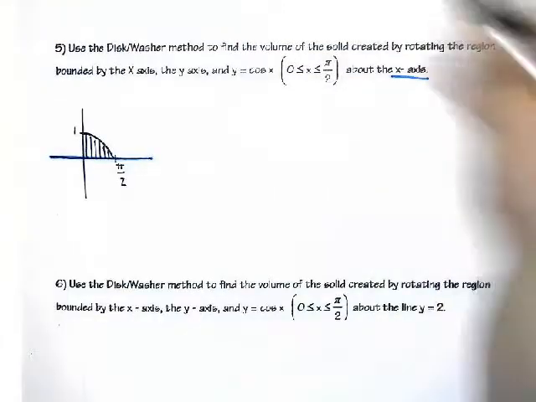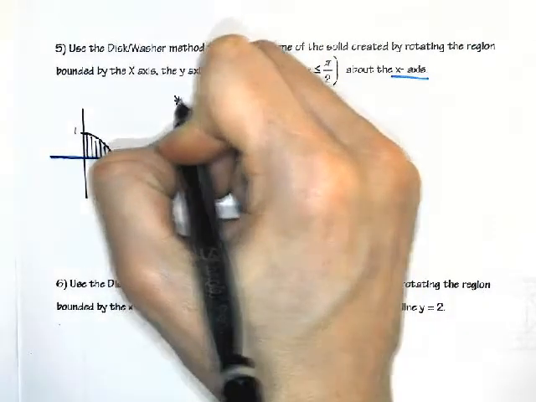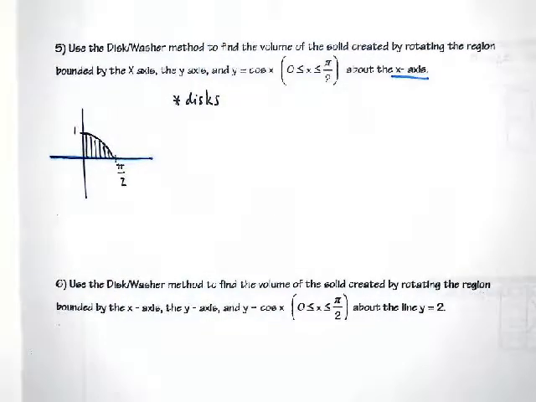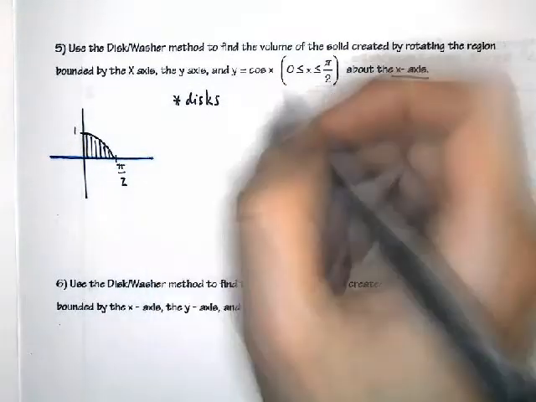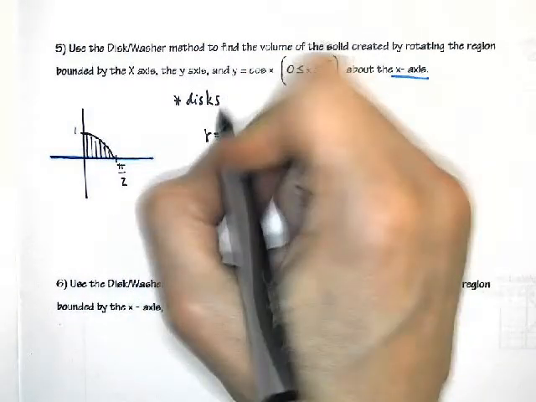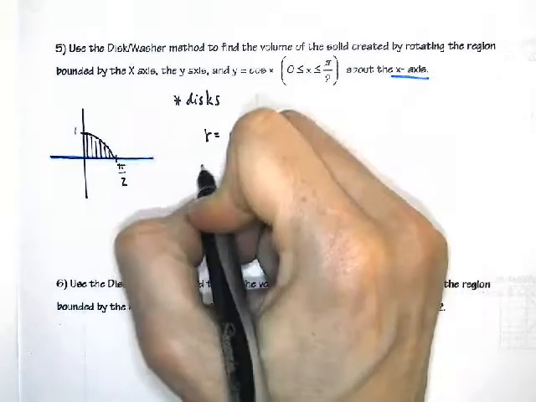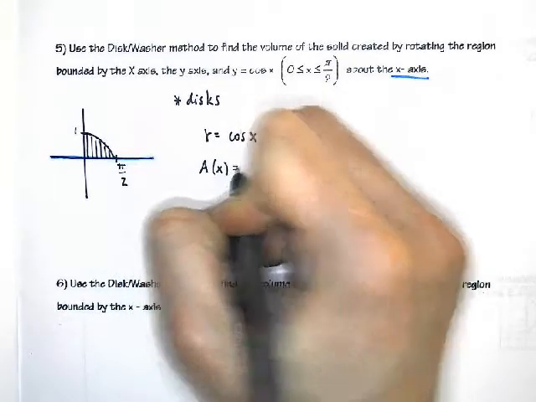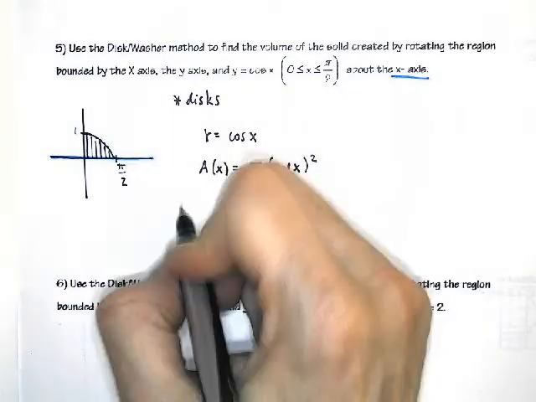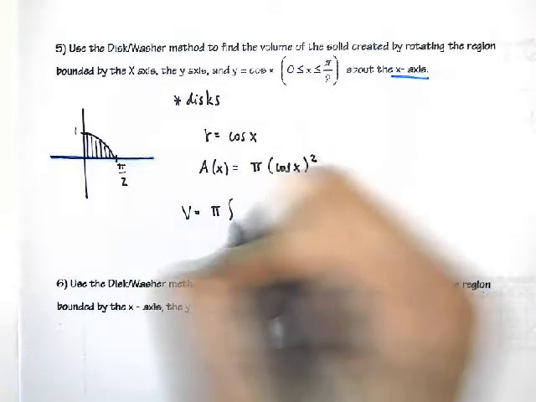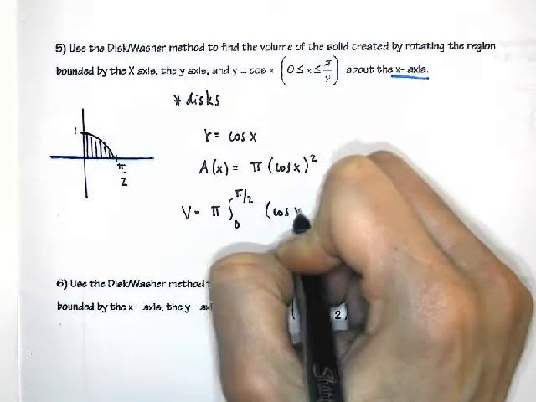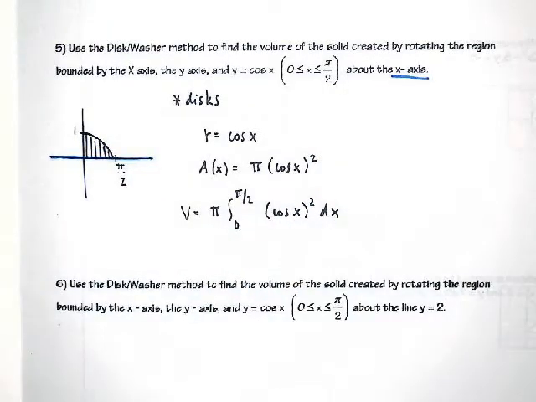And so here, now for real, we do have disks, right? No negative space between that region and the axis. So we only have to worry about one radius. So in this case, our radius is going to be top minus bottom. So our radius is just cosine of x. That means the area of my circle is just pi times cosine of x squared. And now we can find our volume. Pi times the integral from 0 to pi over 2 of cosine of x squared dx.